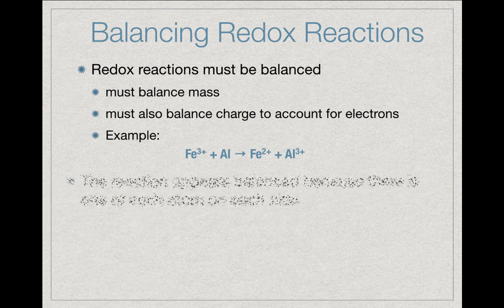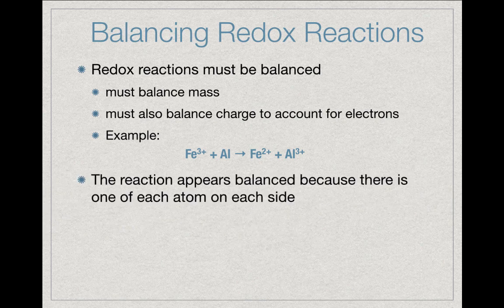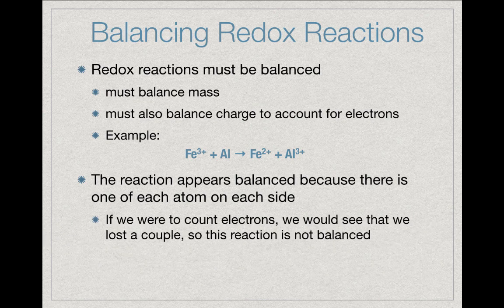Initially, it may look like it's balanced because we have one iron in the reactants, one iron in the products, one aluminum in the reactants, and one aluminum in the products. So that would appear balanced by all of the balancing measures we've applied so far in our classes. However, if we were to count electrons, we would see that there are some electrons missing from the reactant side. So this reaction is not balanced.